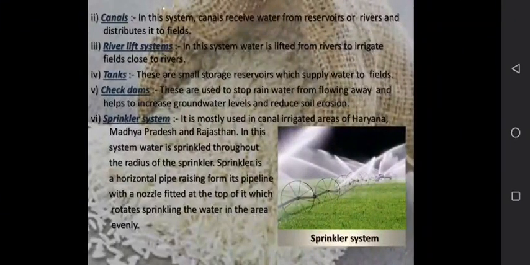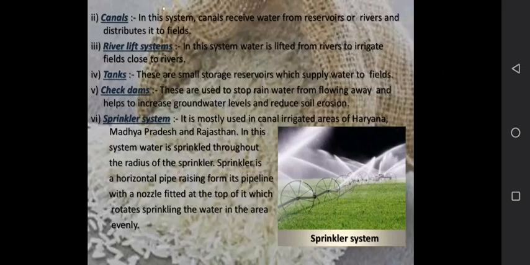Now, next is canals. In this system, canals receive water from reservoirs or rivers and then it is distributed to the fields. The next, river lift systems. In this system, water is lifted from rivers to irrigate fields that are close to the river. Then next come tanks. These are small storage reservoirs which supply water to the fields.